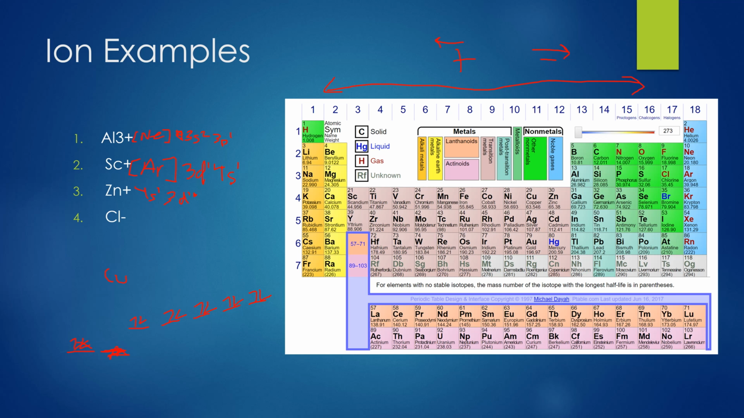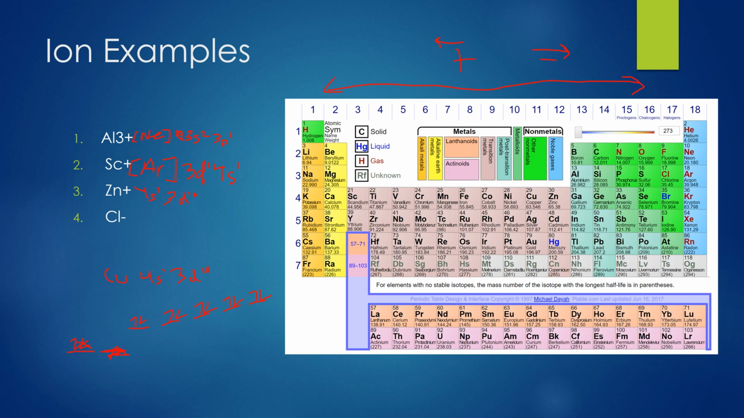So now that we have done that, if we were to look at copper, copper would be the noble gas, and then we would have 4s1, and that's what I was trying to get at with the zinc plus example, but we still have to keep in mind the rules where we draw from the highest energy level first when we remove electrons. So let's do our final example, chlorine minus.